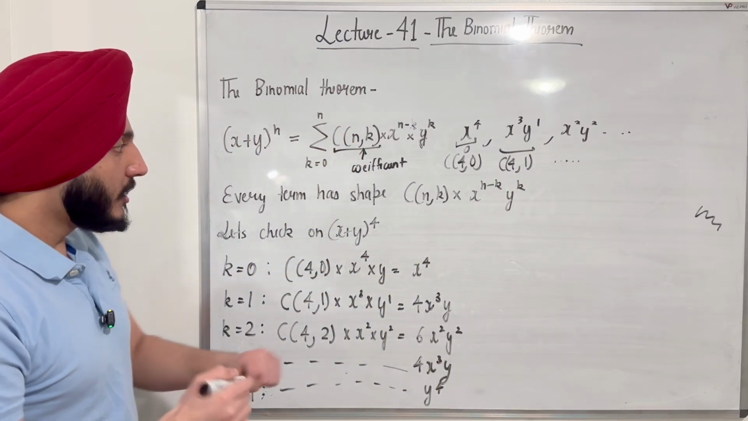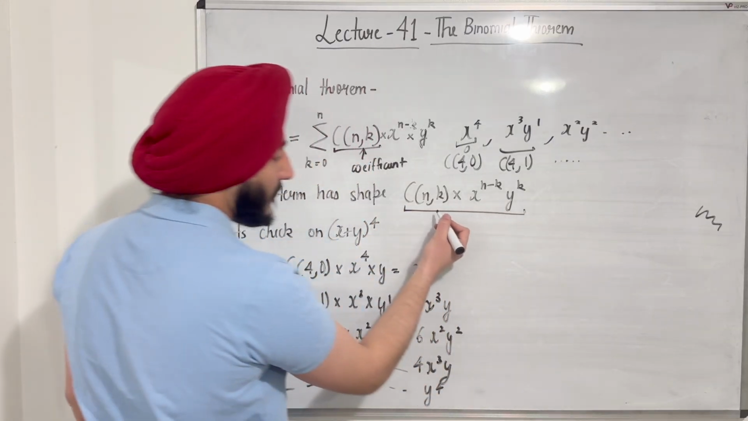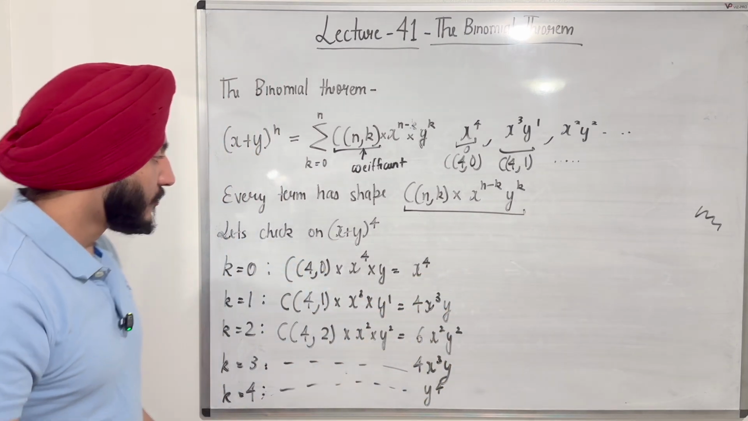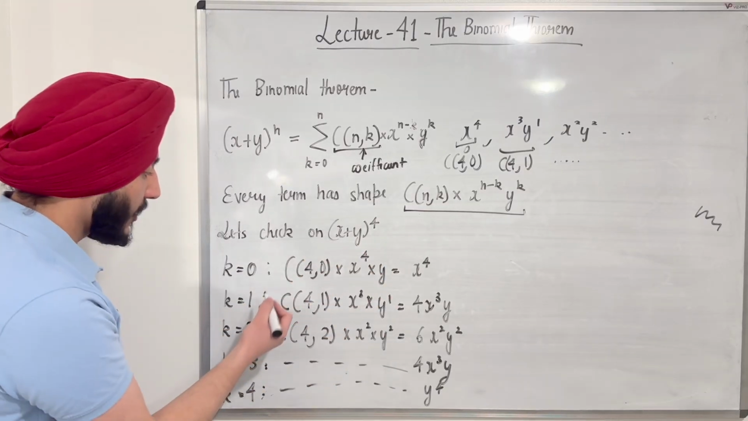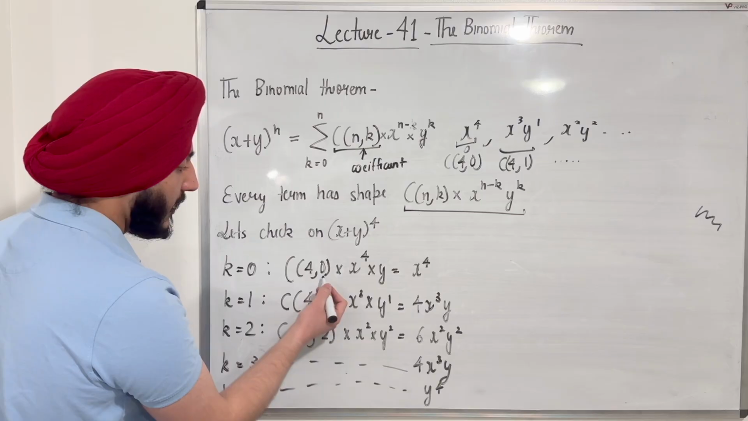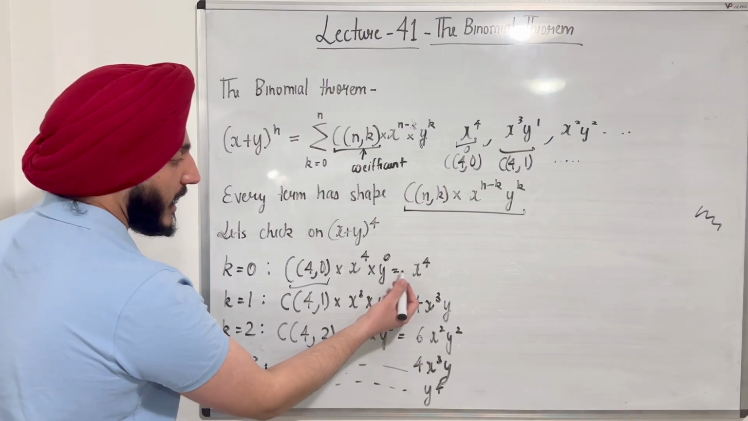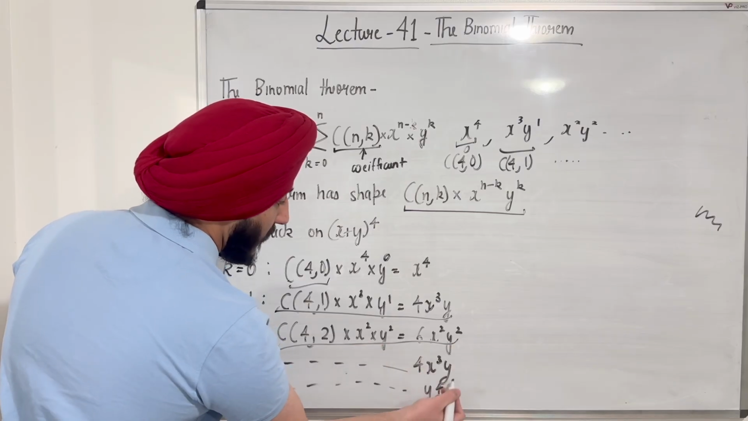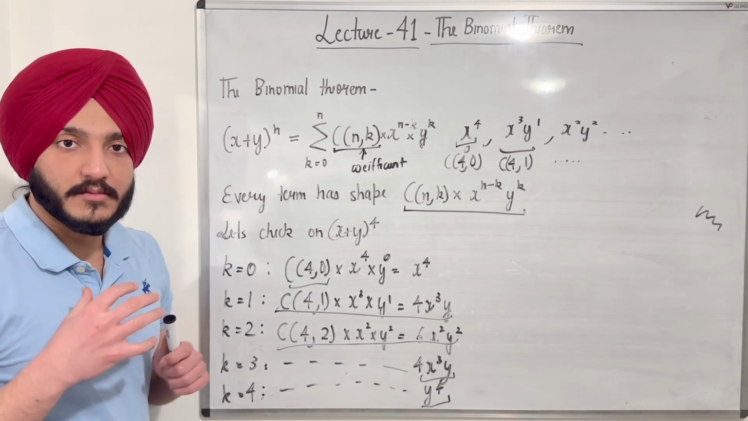Okay, so this is the general term. Every term simply has the shape C(n, k) times x^(n-k) y^k. That's what I'm trying to explain here. You can see I've given this example for (x + y)^4. For k equals 0, it is C(4, 0) multiplied by x^4 multiplied by y^0. C(4, 0) is simply 1, and y to the power of 0 is 1, so it adds up to x to the power of 4. Same for the second one, the third, and the fourth as well. I hope you guys are able to understand this binomial formula.